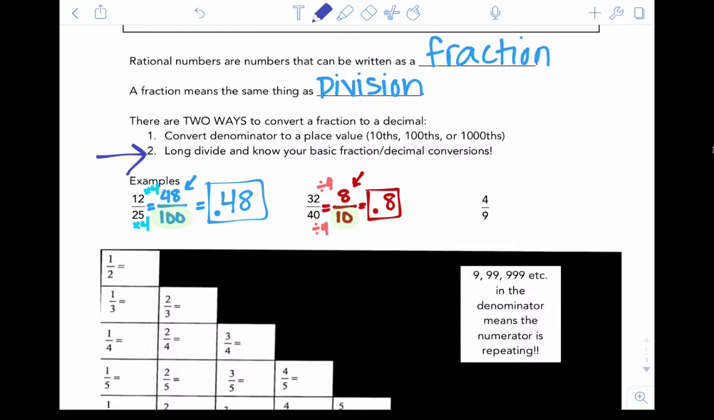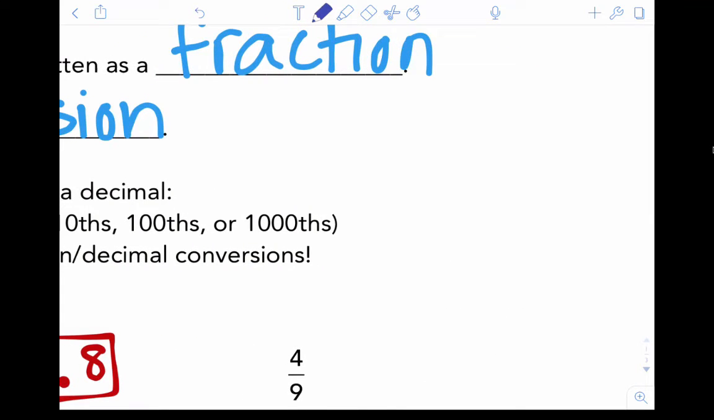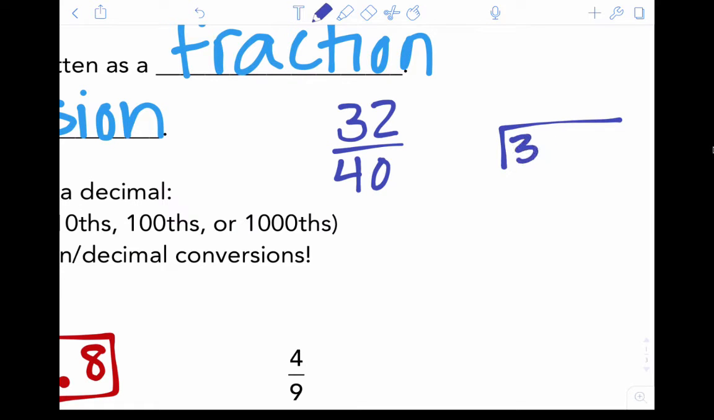So I'm going to move over to the side, and I'm going to work on 32 over 40. This is that problem that we just did. And since you might not see that you can make 40 a denominator of 10, or if that's not an option, we need to be able to do this. So I'm going to write out my division, and 32 is going to go on the inside. Top number goes in, 40 goes out.